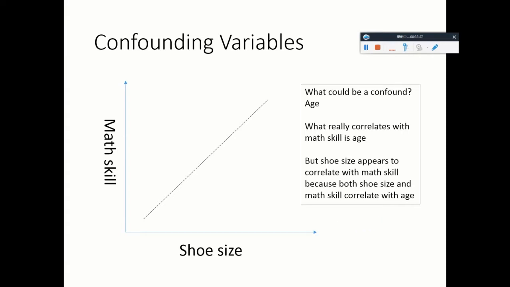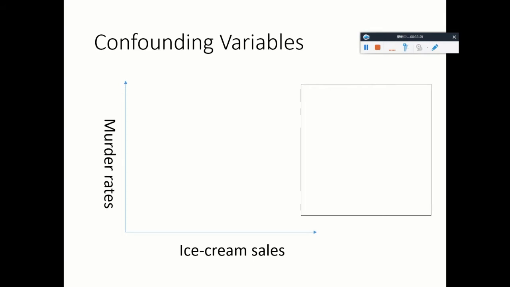Well, let's look at another example. Once upon a time, researchers discovered another surprising correlation, and that correlation is between murder rates and the sales of ice cream. They discovered that as ice cream sold better in a city, murder rates increased. Why would that happen?